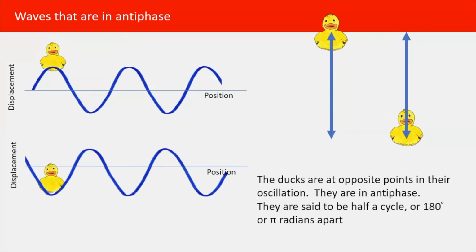In this snapshot, we see that one duck is at a peak when the other is in a trough. That puts one duck half a cycle ahead of the other. In this special case, we say that the 2 points are in antiphase with each other. In this case, the phase angle is 180 degrees or pi radians. Again, students can model this by moving their two hands in antiphase.